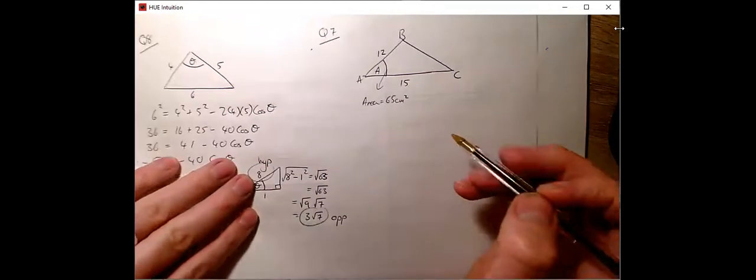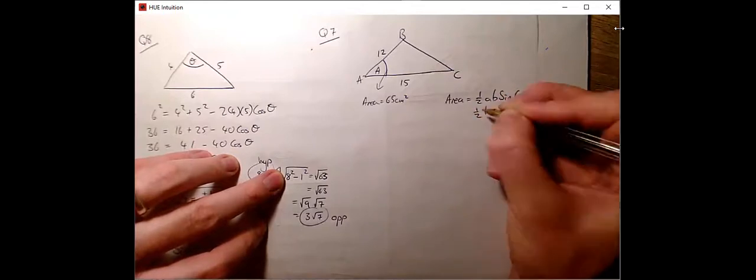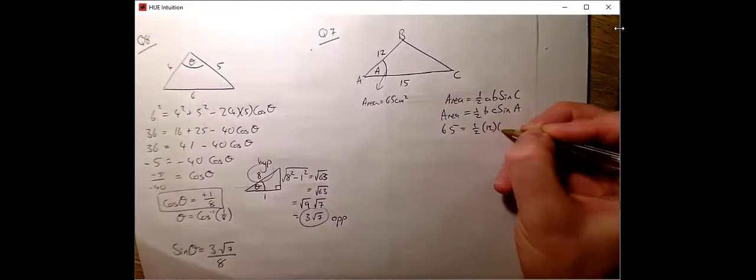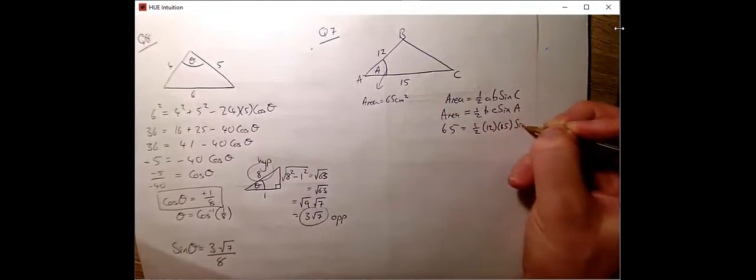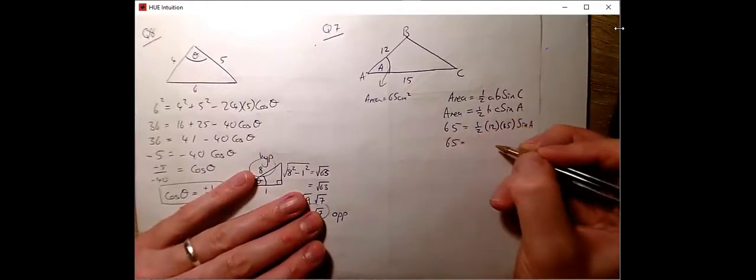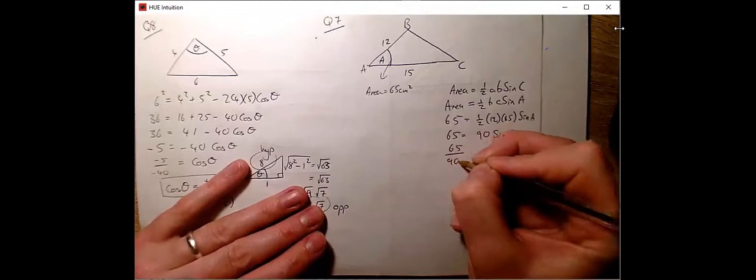So what links area with two sides at an angle? Well, that's our area formula from the last section, which was the area is a half AB sine C. Okay, or in our case, if that's A, it's going to be a half BC sine A. Okay, so that's 65 equals a half of these two sides, 12 times 15 times the sine of the angle in between them, which we've called A. Okay, well, a half of 12 is 6 multiplied by 15, 60 is 90 sine A, and dividing through, 65 over 90 is sine A.